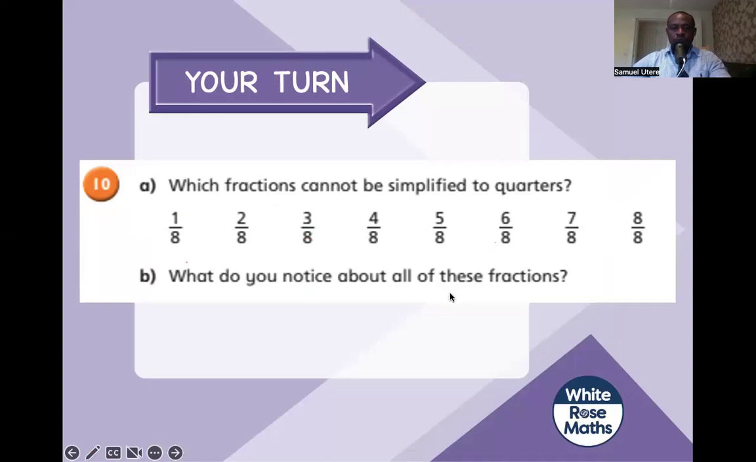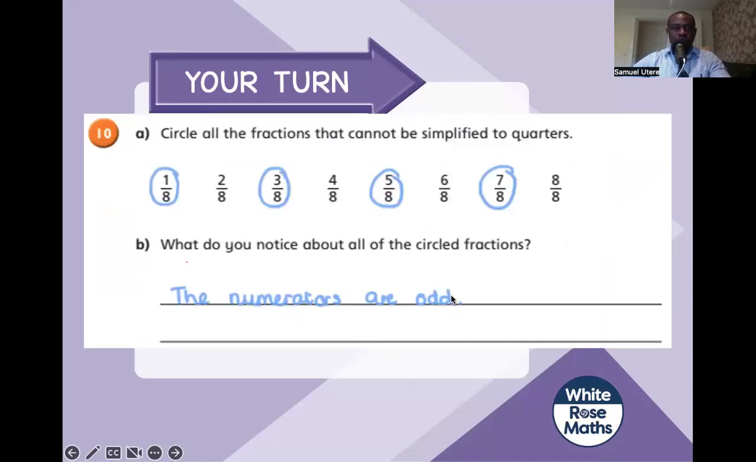Assuming you've paused the video and answered question 10, here are the answers. You were told to circle all the fractions that cannot be simplified to quarters. All right? So these are fractions that we cannot simplify to quarters. And then what do you notice about all of the circled fractions? The numerators are odd. That's why we cannot simplify them at this stage.